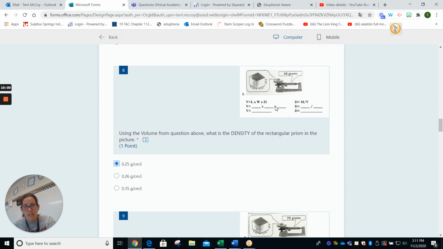I put these pictures in here like this for you so you could see the setup that I want you to have on that paper for each question.